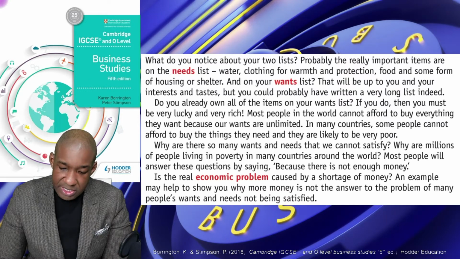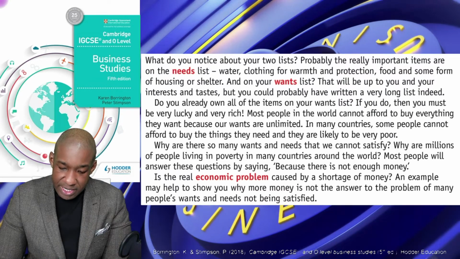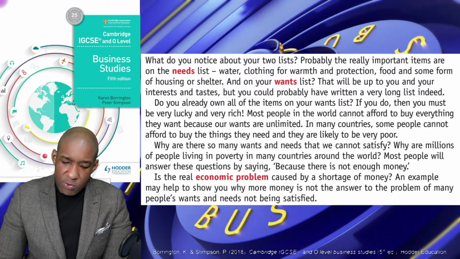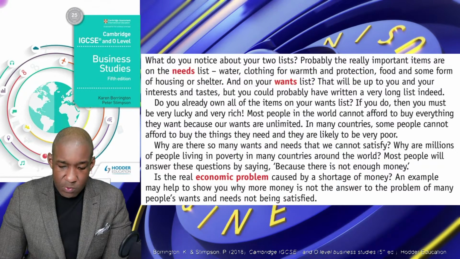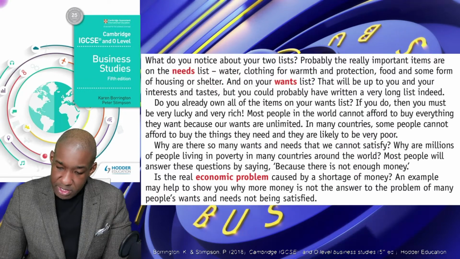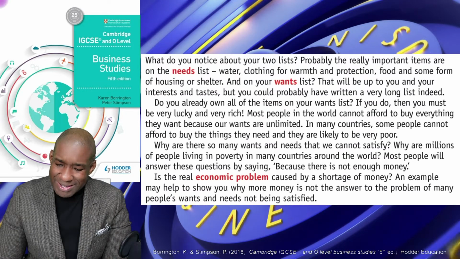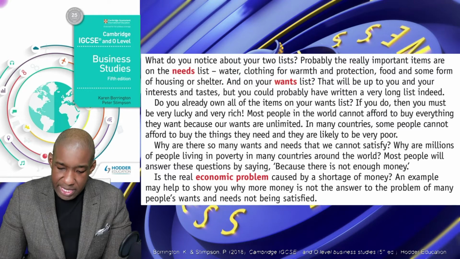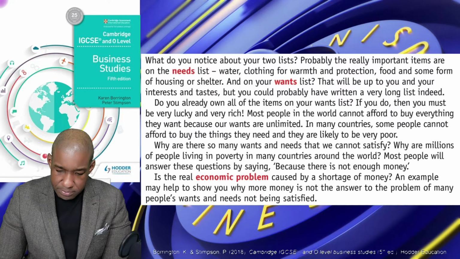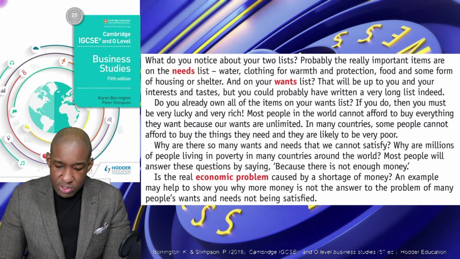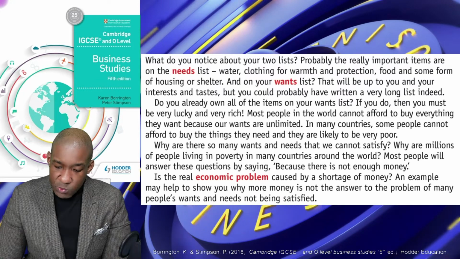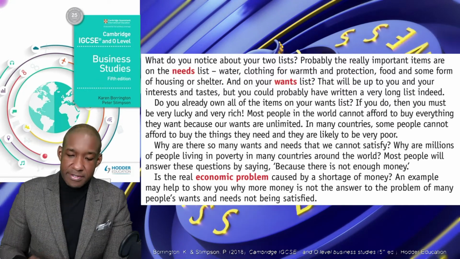In many countries, some people cannot afford to buy the things they need, and they are likely to be very poor. Why are there so many wants and needs that we cannot satisfy? Why are millions of people living in poverty in countries all around the world? Most people will answer these questions by saying because there is not enough money. Is the real economic problem caused by a shortage of money? An example may help to show you why more money is not the answer to the problem of many people's wants and needs not being satisfied.